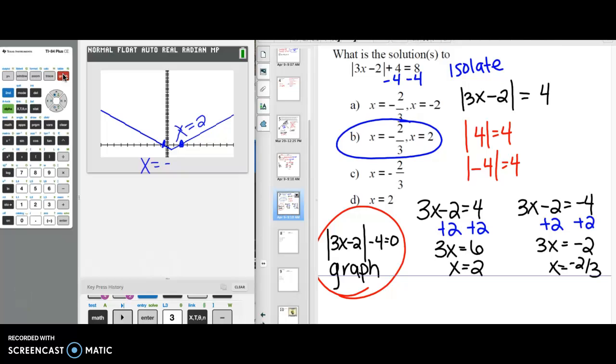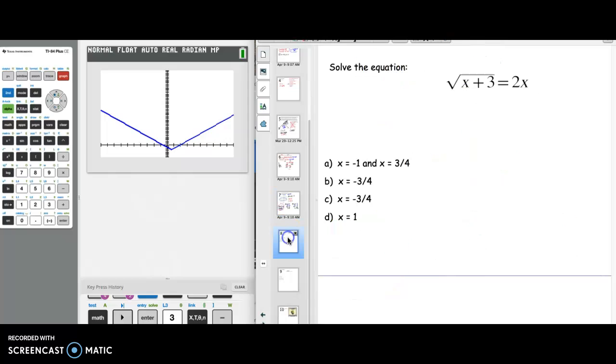So this is a pretty fast method. Just make sure that if you're graphing, you always set it equal to 0 first, so that you can find the x-intercepts. All right, let's go on to the next one then.